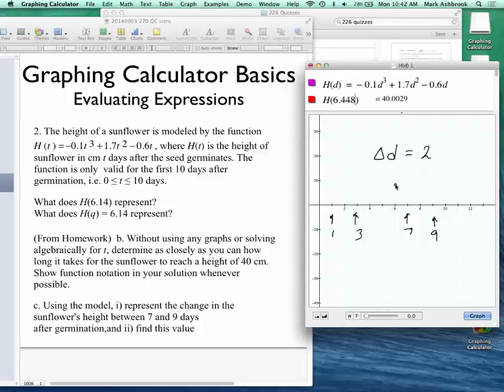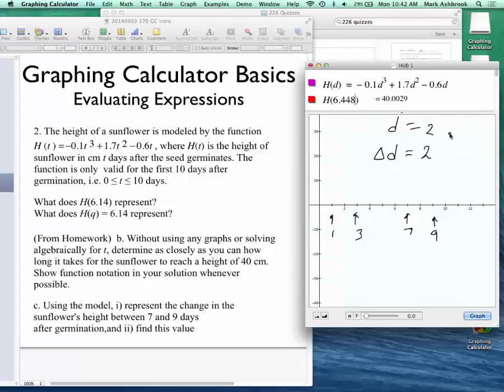D equals 2 means one thing. It always means the same thing: 2 days since germination. But delta D equals 2 is different, because it's an amount of change of 2, and it's mobile. It could start at 8 days. It could start at 12 days after germination. So it's a little bit different. A change in days of 2.